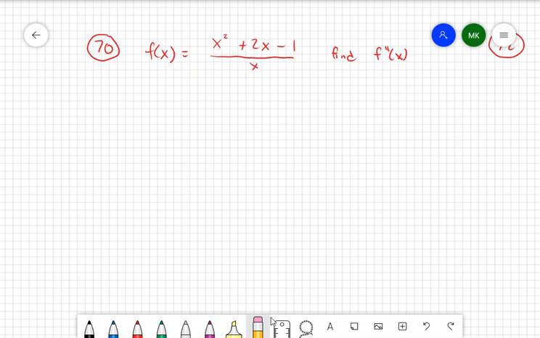Hi everybody. I had a few questions from the multiple derivatives homework assignment and one from the chapter review, so I'm going to go over those right now. The first one is number 70. You can see the function f of x and it asks us to find the second derivative, f double prime.